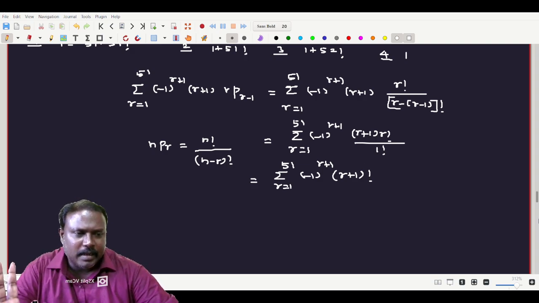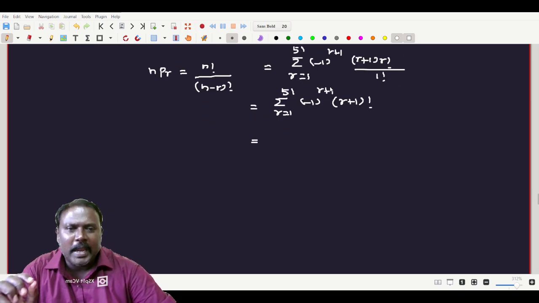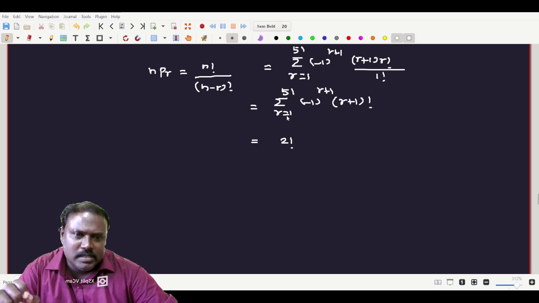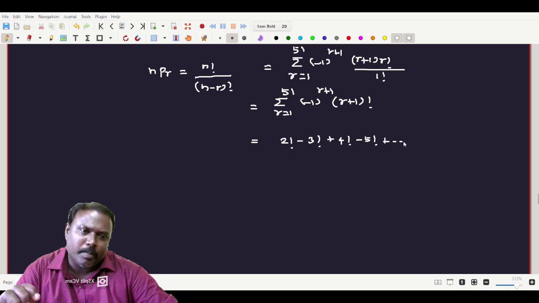Okay, right. Now let us run this summation. If I put r equals 1, (-1) power 2 will come, that is plus 1. So this is 2 factorial. Next, if I put r equals 2, (-1) power 3 will come, that is minus 1. So here I will be getting 3 factorial. Next I need to put r equals 3. So here plus, this is 4 factorial. Next minus 5 factorial plus, etc.